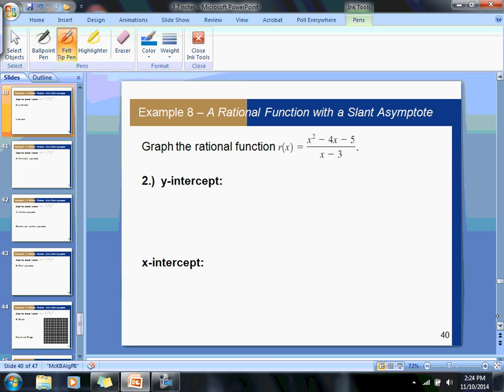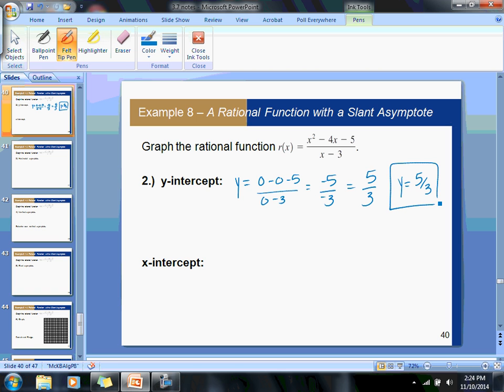So next I'm going to find my x-intercept and my y-intercept. Remember, your y-intercept is when you plug in 0 for x. So basically I would have 0 squared is 0, minus 4 times 0 is 0, minus 5, and then 0 minus 3. So basically I get a negative 5 over a negative 3, which is 5 over 3. Now you can think of it like that, or you can think of it as 1 2/3. That might be a little easier to think of as 1 2/3 when you're actually graphing it, but you can leave it as an improper fraction.